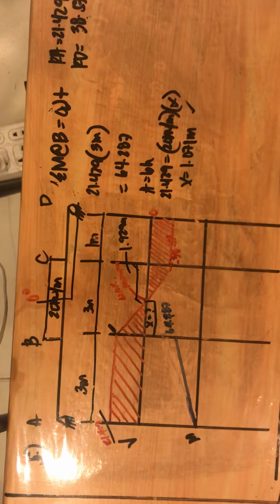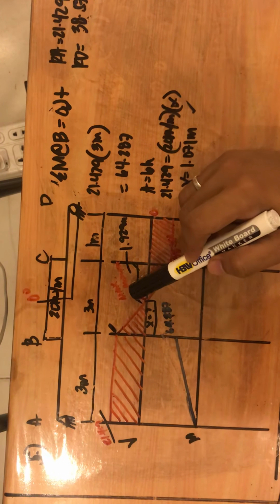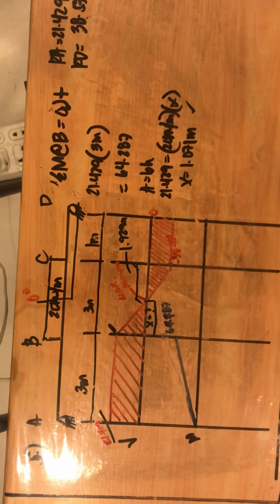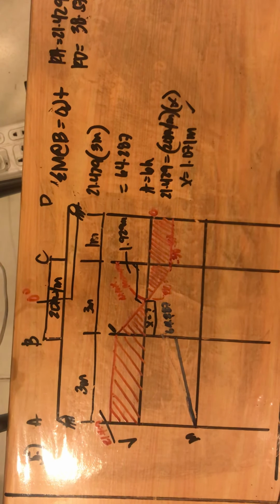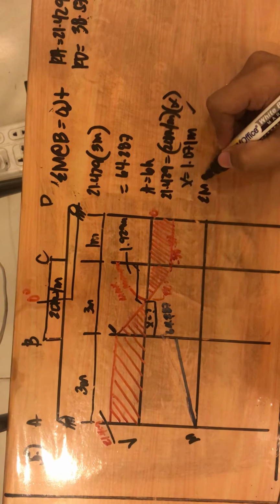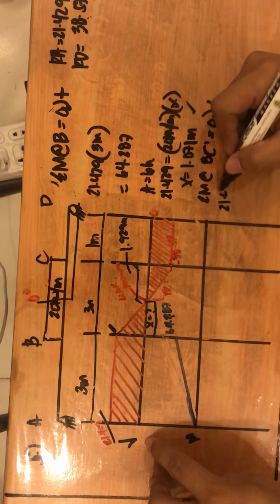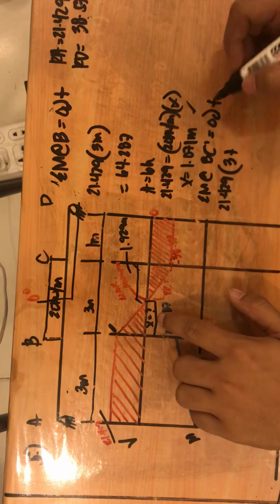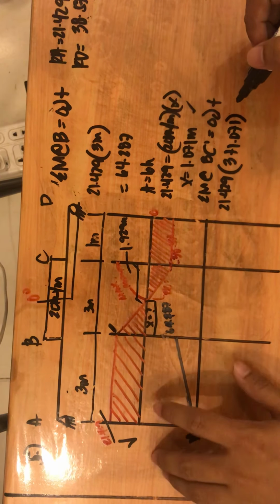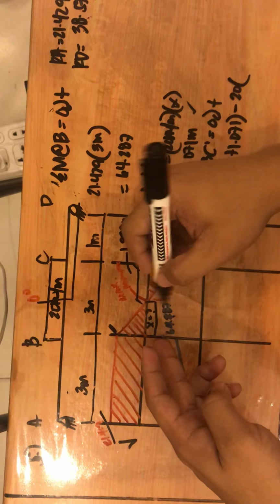Then next, since we have the location of the maximum moment at the zero shear, let's take moments there. We call this middle section BC prime. Summation of moment at BC prime, clockwise positive: 21.429 times (3 meters plus x, where x is 1.071), minus the gravity load, 20 kN per meter times the distance. Since only x is included, we multiply by x.